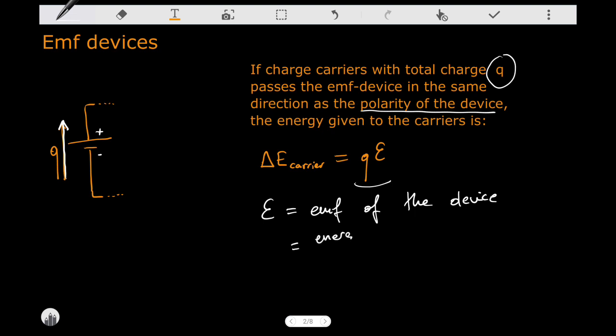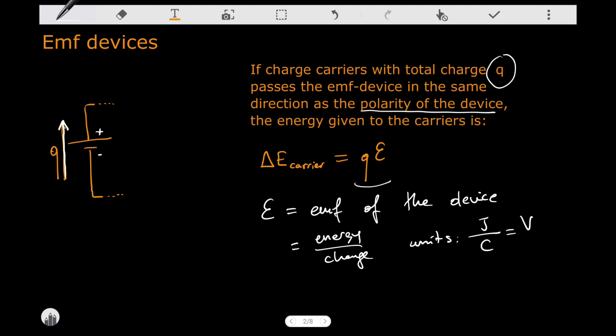So energy per charge. So as a result, its units in SI are joules per coulomb. But if you remember, we have just called this unit the volt. So therefore, the EMF is a quantity that is measured in volts.